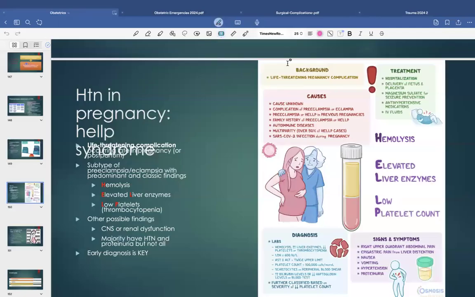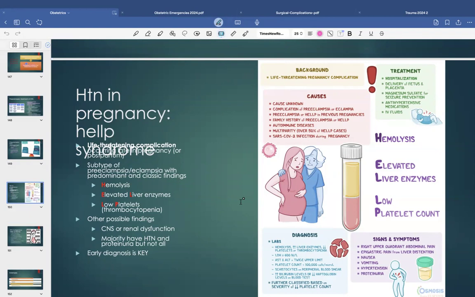Hemolysis. The E and the L, which stands for elevated liver enzymes, and the LP stands for low platelet. Hemolysis, elevated liver enzymes, and low platelet count. You may have learned about this in your... Dr. Church, you went over it during anemias. But we do see this.